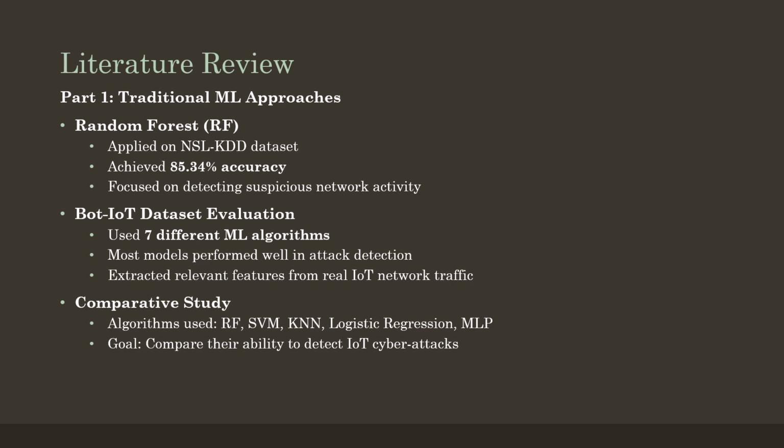So in this literature review slide, we will talk about past works on IoT devices. The researchers used random forest and decision tree based methods and achieved around 85.34% accuracy. Others tried SVM, KNN, and logistic regression, but these models often fail to detect rare or new types of attacks, so they weren't reliable enough for real-world systems.